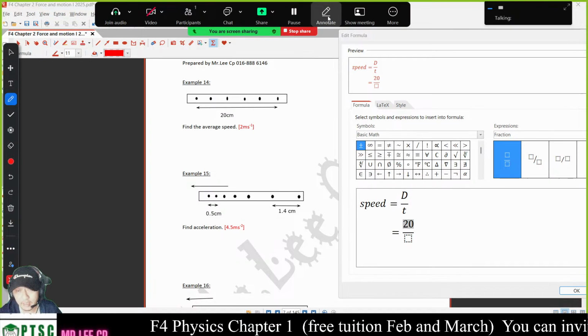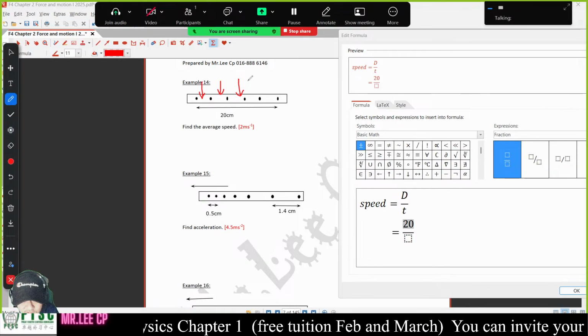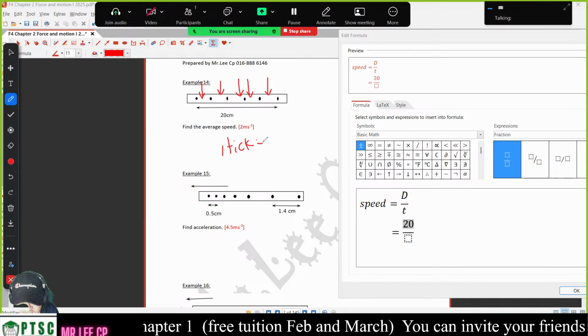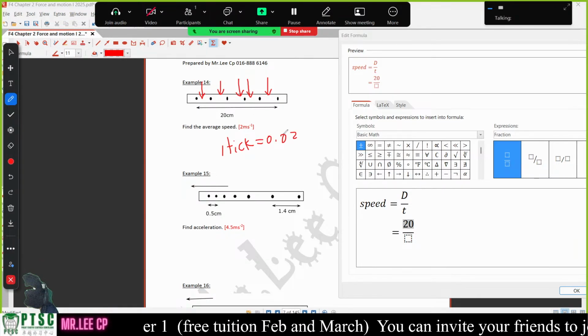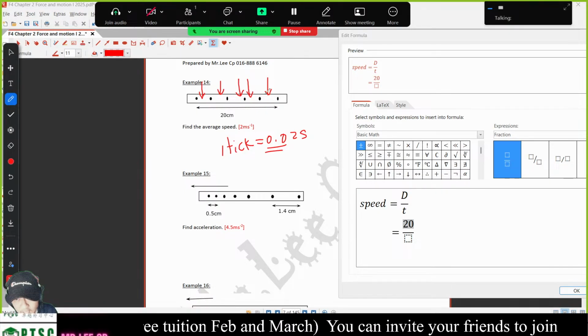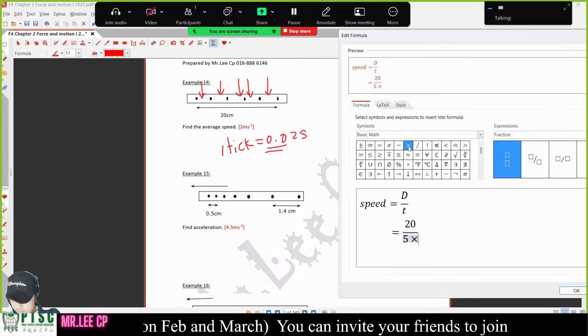Never mind. We know here is 1 tick, 2 tick, 3 tick, 4 tick, 5 tick. 1 tick is 0.02 seconds. It is a fixed value, you need to memorize. So you got 5 ticks here, 5 times 0.02 seconds.